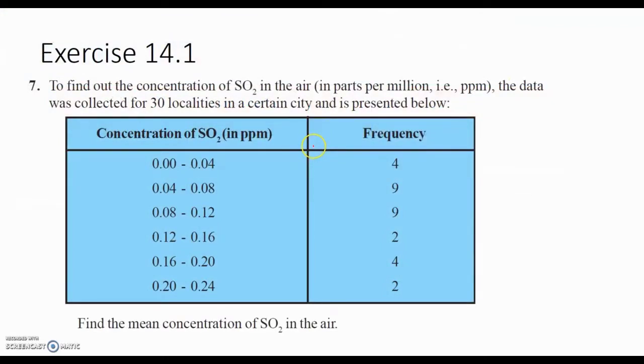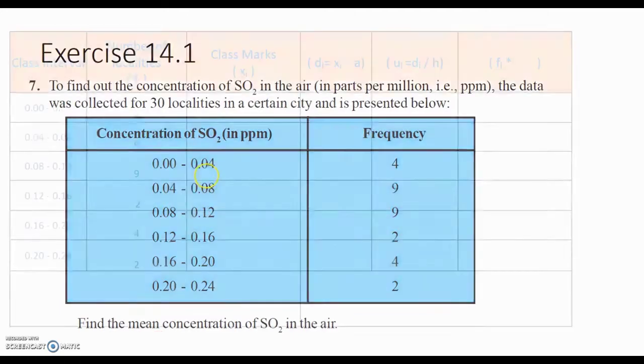To find out the concentration of SO2 in the air in parts per million (ppm), the data was collected for 30 localities in a certain city and is presented below. So sigma Fi we have already known is 30 localities. We have to find out the mean. So this is also similar in nature with all other previous questions that we did. Let us see which method we can apply, and that will make it easier to calculate.